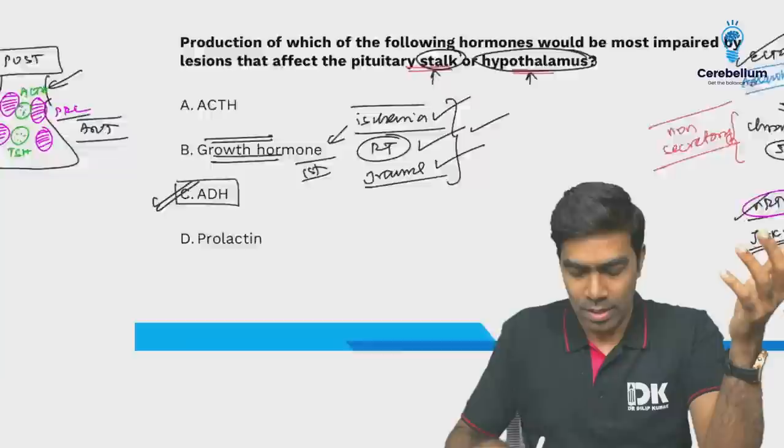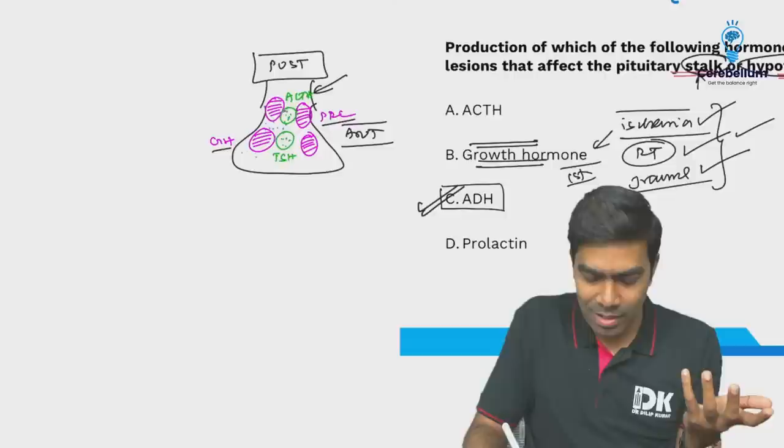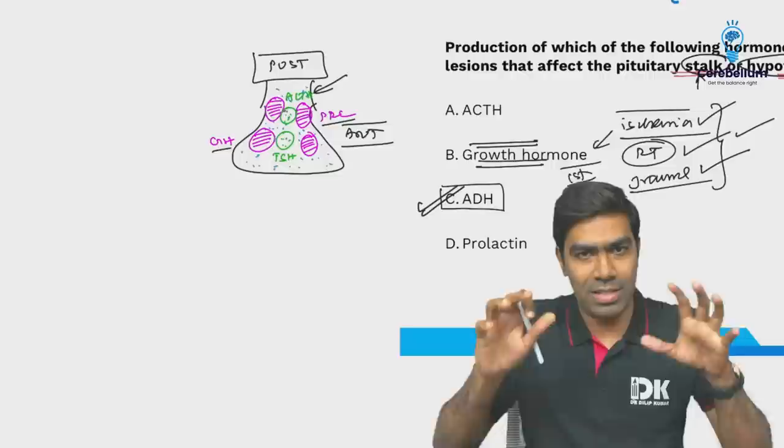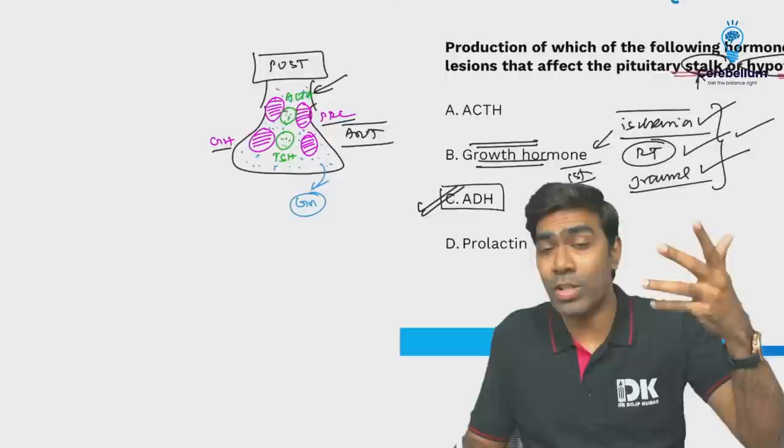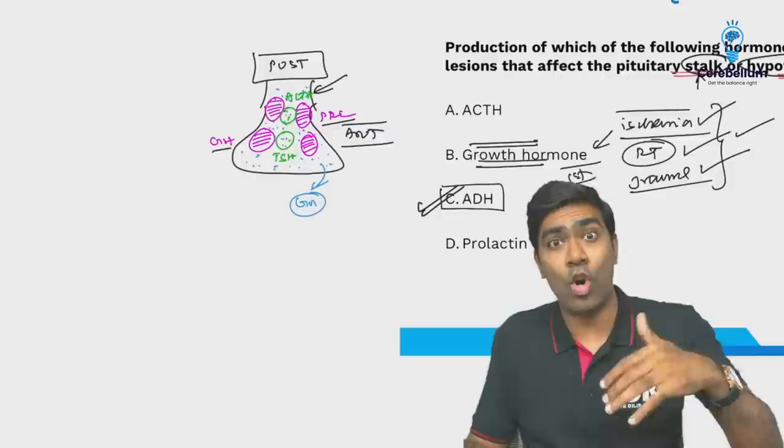And where are the gonadotropins? Okay, FSH and LH producing cells are scattered everywhere. It's not like they have a set location in the anterior pituitary. So the gonadotropin producing cells are located everywhere. Basically, growth hormone producing cells are called somatotrophs. Prolactin producing cells are called lactotrophs. TSH producing cells are called thyrotrophs. ACTH producing cells are called corticotrophs. And gonadotropin FSH LH producing cells are called gonadotrophs.